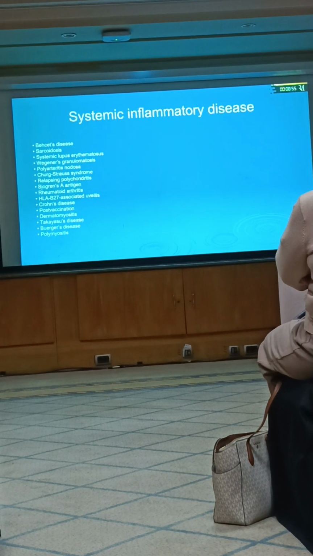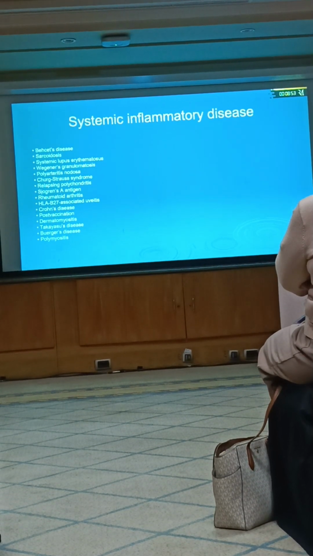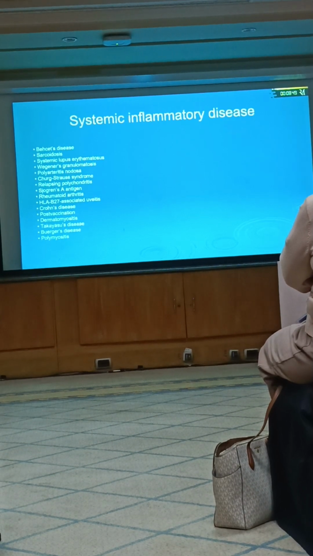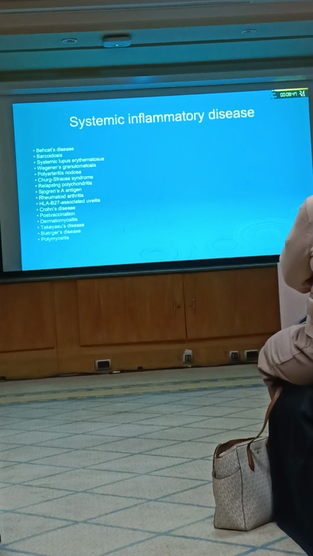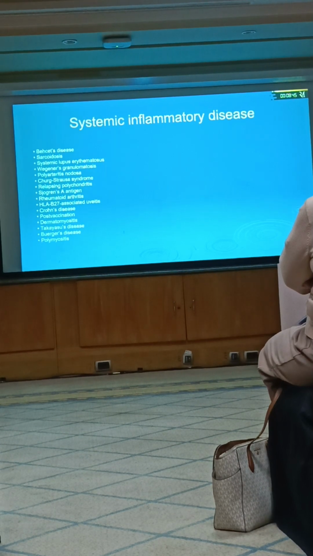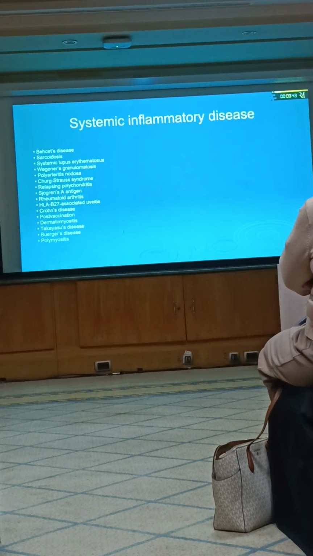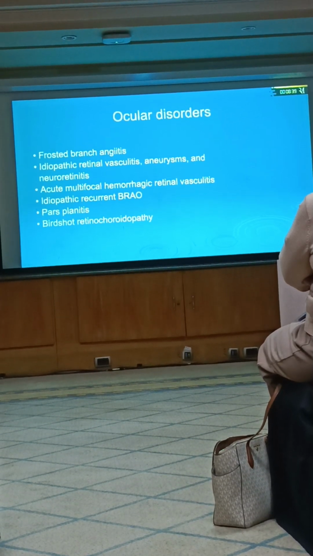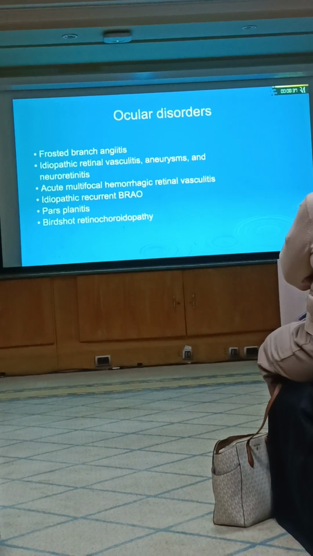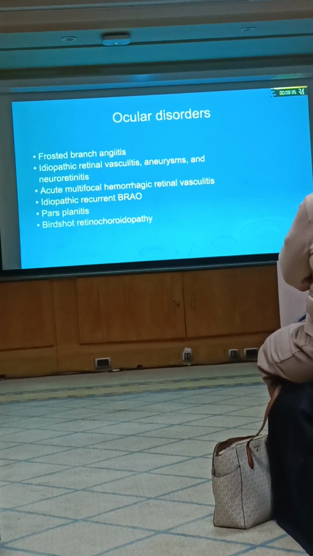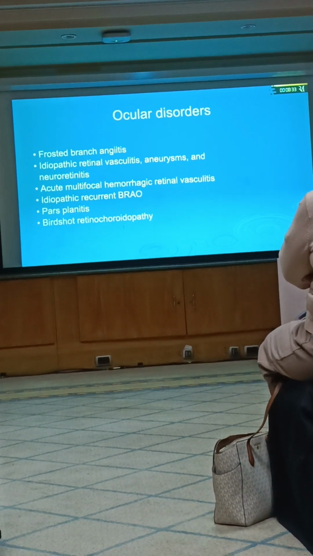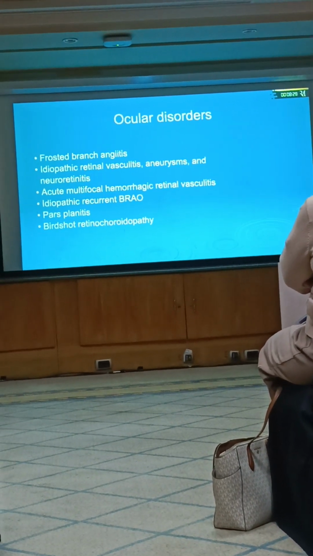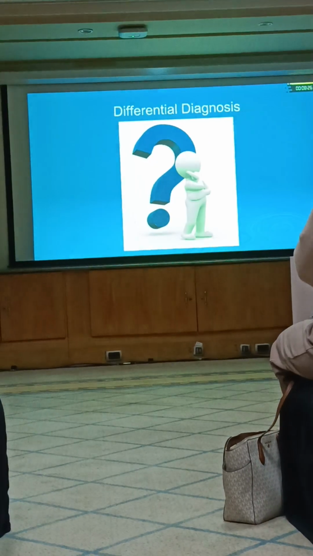Now, coming to the most exhaustive list, we have systemic inflammatory diseases. We have this long list. I will not read it out because there are actually a lot. So you can see what the problem is, what the difficulty is in getting the diagnosis. And to make things further complicated, we have specific ocular conditions like frosted branch angiitis, idiopathic retinal vasculitis, aneurysms and neuroretinitis, acute multifocal hemorrhagic retinal vasculitis, pars planitis, and Birdshot.